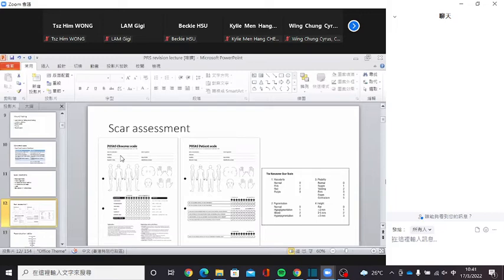And on the left-hand side is the POSAS chart or questionnaire, I will say. It consists of two modules. The first one is done by the observer, that's the clinician or other occupational therapist that manages the scar. And the second one is by the patient. It describes the subjective feeling, whether it is painful or itchy, from the patient's point of view.